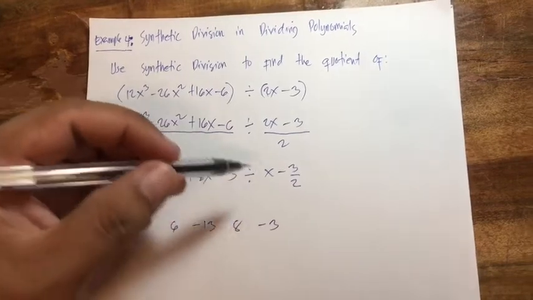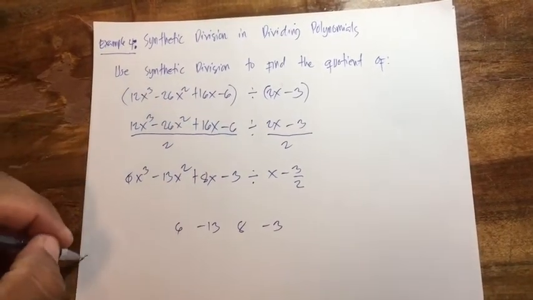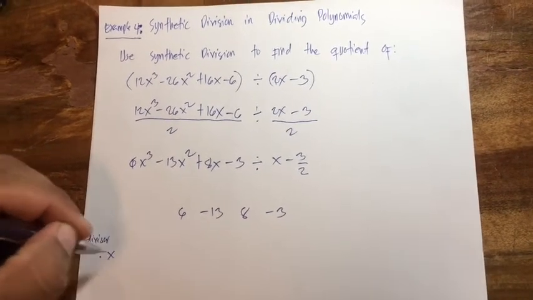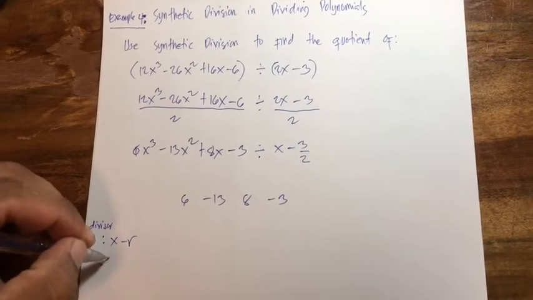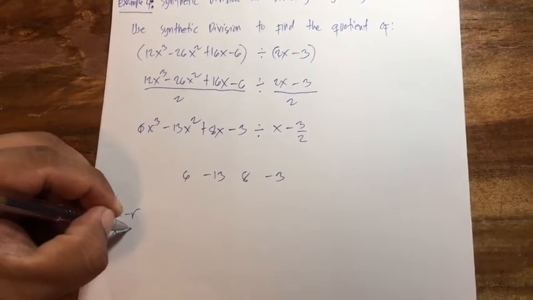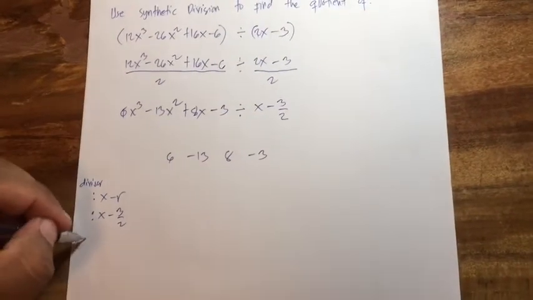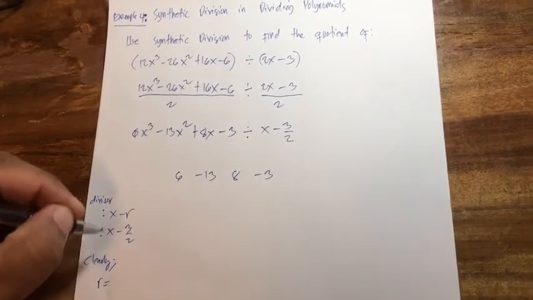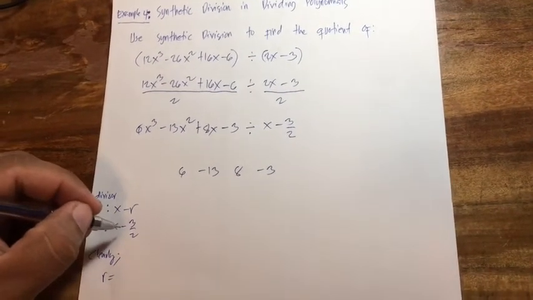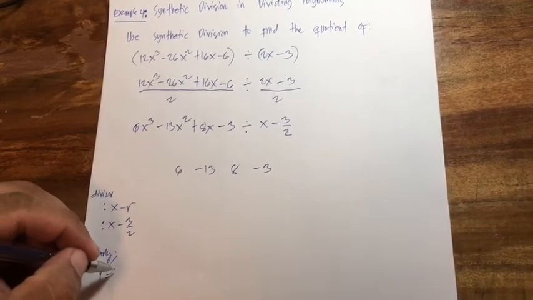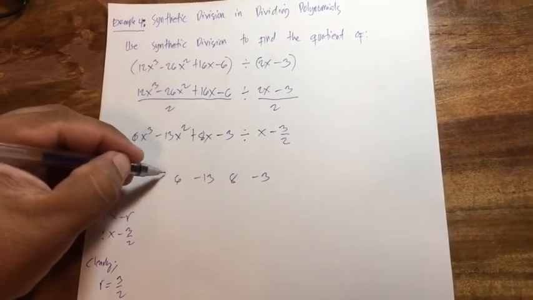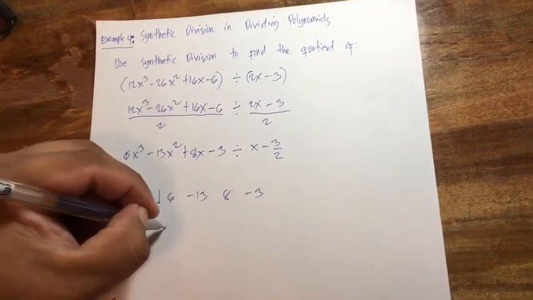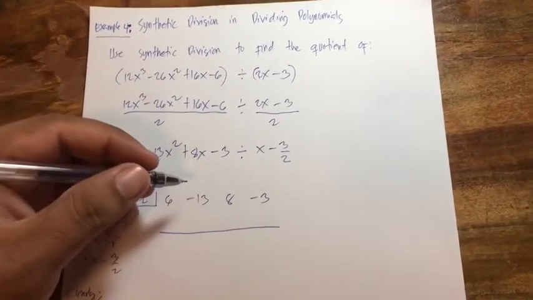Okay, check first our divisor. Divisor must be of the form x minus r. Our given is x minus 3 halves. So clearly, our r is what? X minus r, x minus 3 halves. So our r is 3 halves. So we will write here, the value of r is 3 halves. Okay? Then we can start our process.